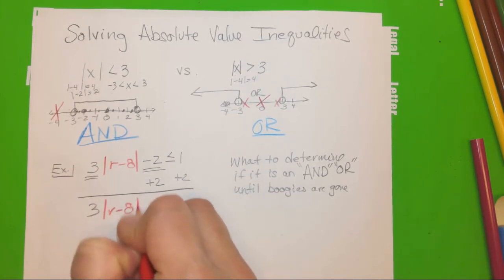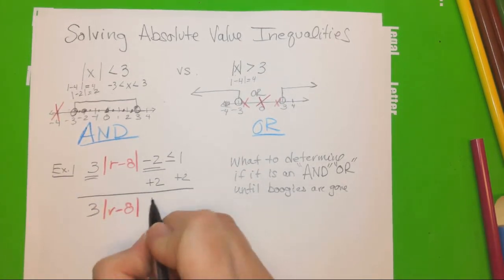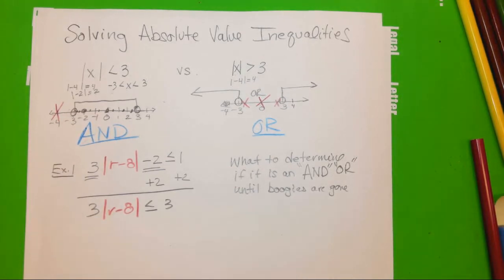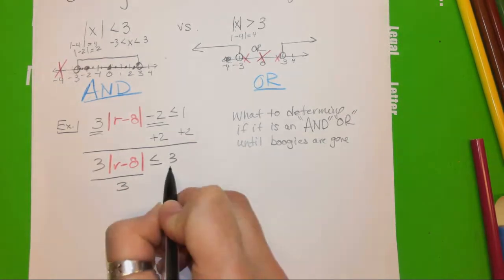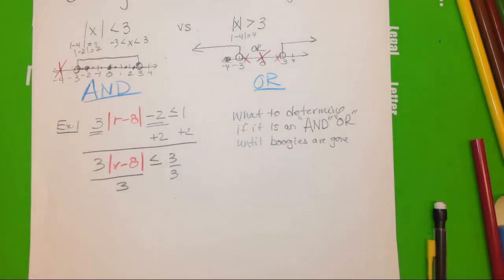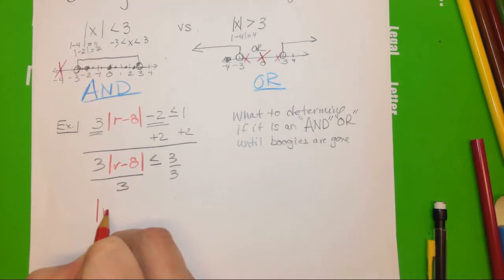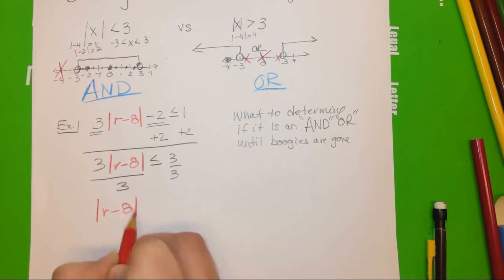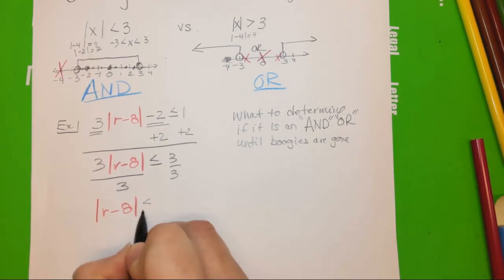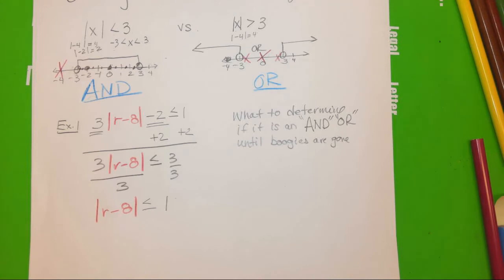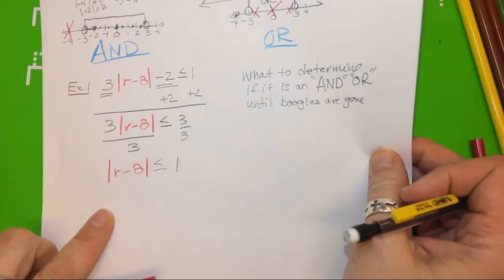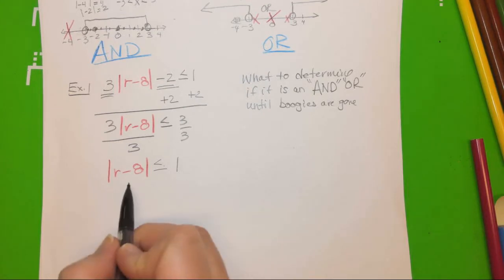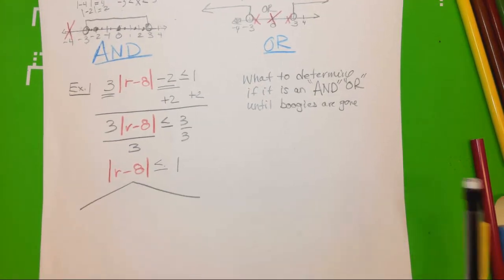Absolute value of r minus 8 is less than or equal to 3. And so then we are going to divide by 3. I divided by a positive, so I don't flip the inequality. So I have r minus 8 is less than or equal to 1. Now at this point, boogies are gone. It's less than. I know it's an and problem. So we're going to go ahead and split it into 2 cases.